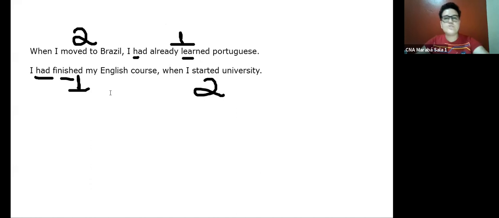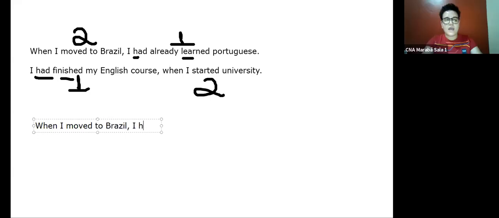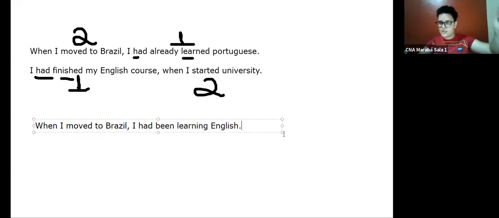I'm going to write here some examples. Let me write here on my board. Okay. I'm going to repeat these examples here, but using the past perfect progressive. When I moved to Brazil, I had already learned English. So when I moved to Brazil, I had been learning English. So when I moved to Brazil, I was in the process of learning English. This is what I was doing. I was learning English and then I moved to Brazil.